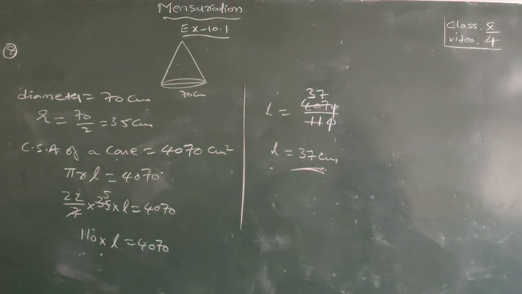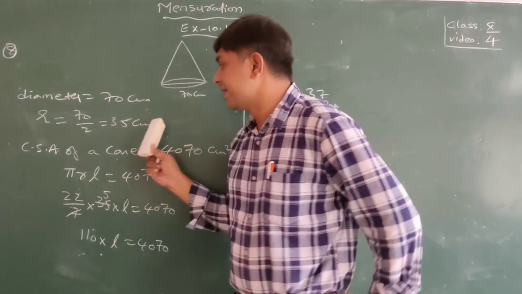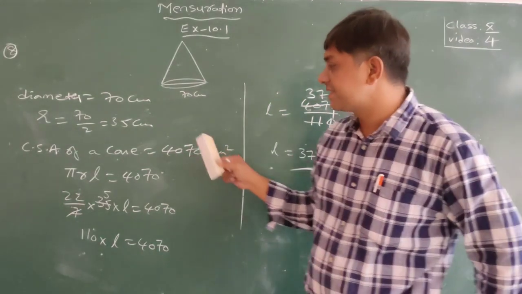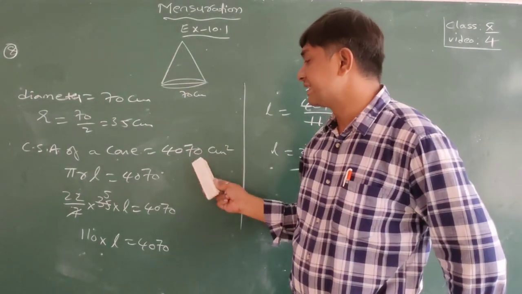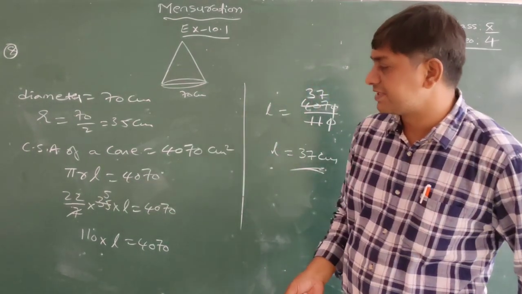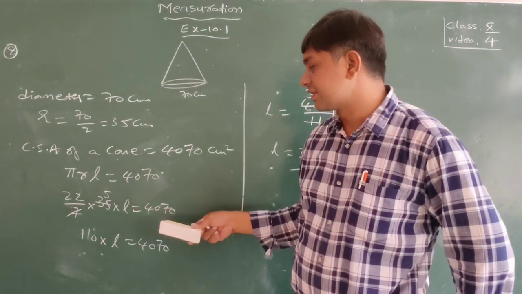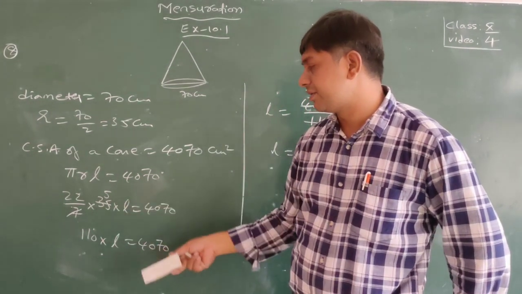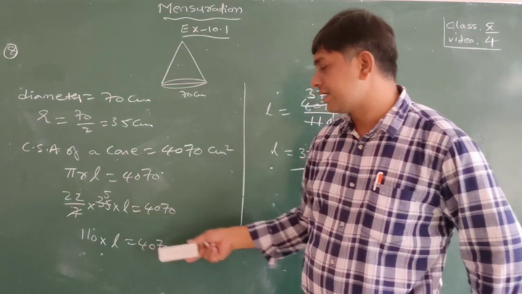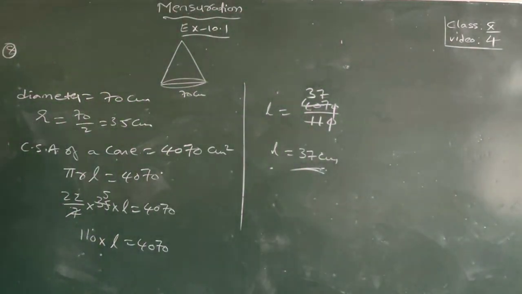Please write down. Diameter of a cone is equal to 70 centimeters. Radius is 35 centimeters. CSA of a cone is 4070 square centimeters. Then formula pi r l is equal to 4070. 22 by 7 into 35 into l is equal to 4070. 22 into 5 is 110, so 110 into l is equal to 4070. L is equal to 4070 by 110.